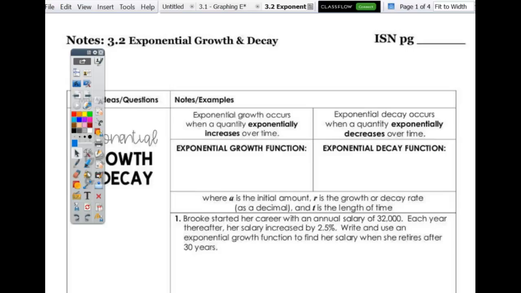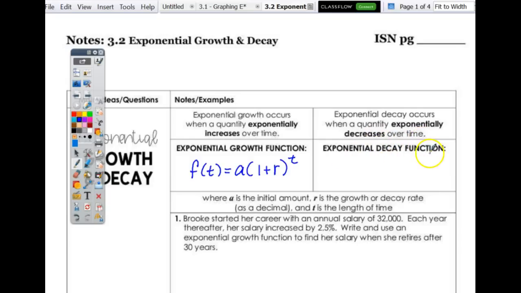Okay, today we're going to talk about exponential growth and decay problems. An exponential growth occurs when a quantity exponentially increases over time. And the equation for this is going to be f of t is a times 1 plus r raised to the t. An exponential decay occurs when a quantity exponentially decreases over time.